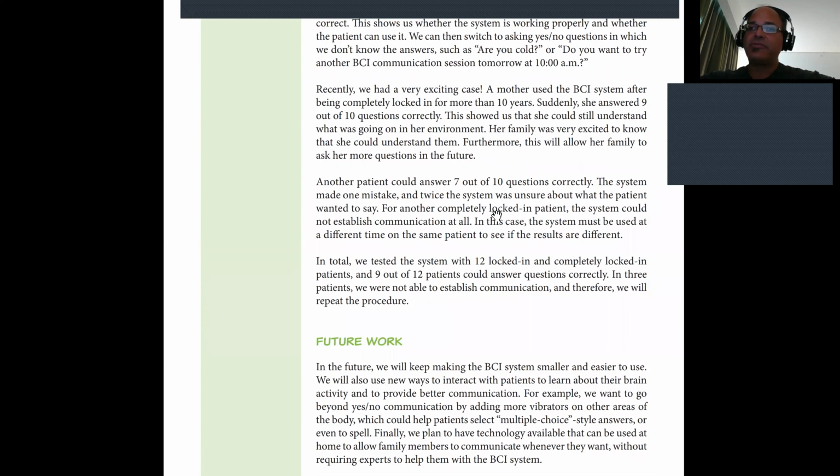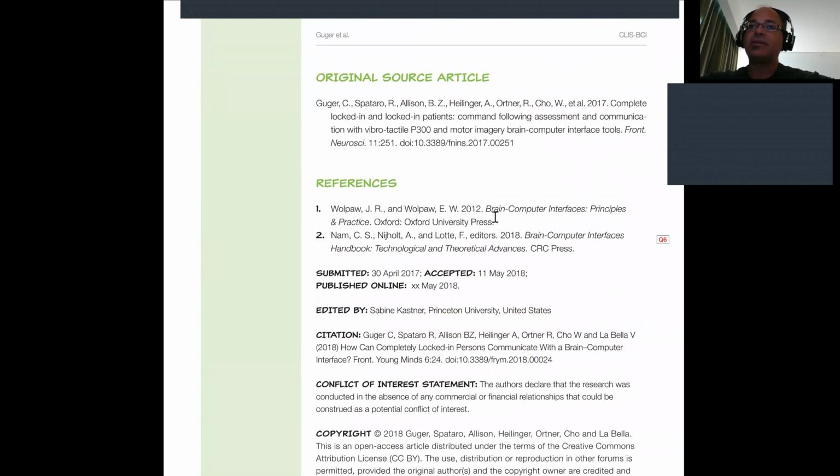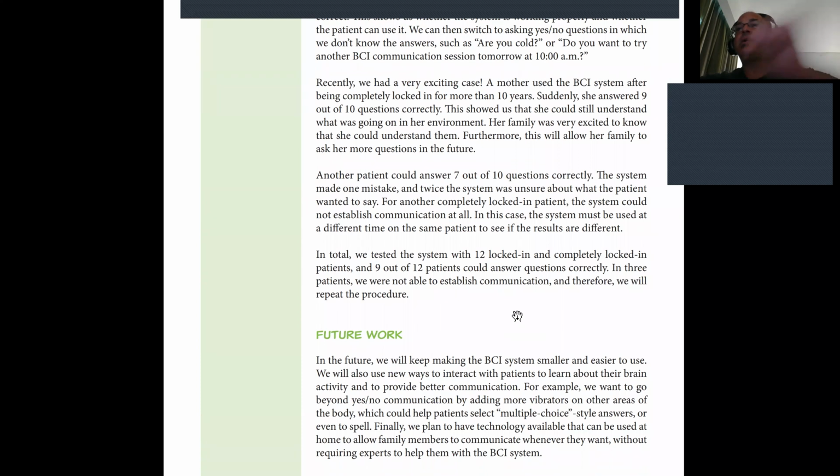And we talk about future work. And so, as it says, we're going to keep making the BCI system smaller and easier to use. And we have new ways to interact with patients, like going beyond yes and no. We talked about that, although we still don't have it. And this also relates to problems with the overall speed of development. So like the other authors, I'm of course frustrated that we can't do more and do it more quickly.